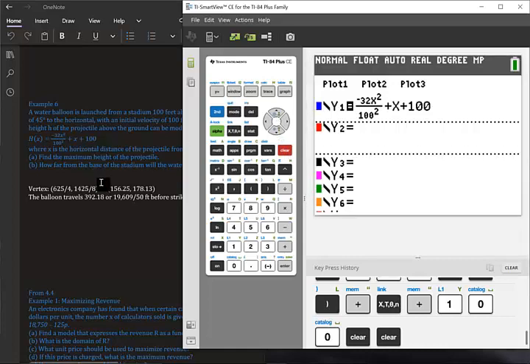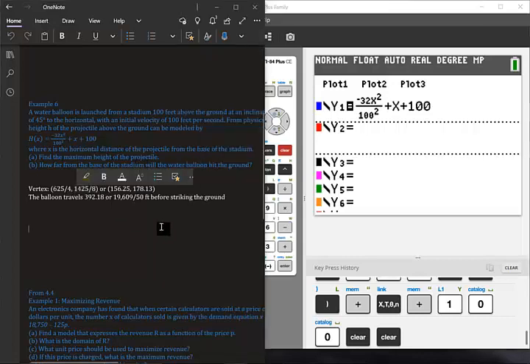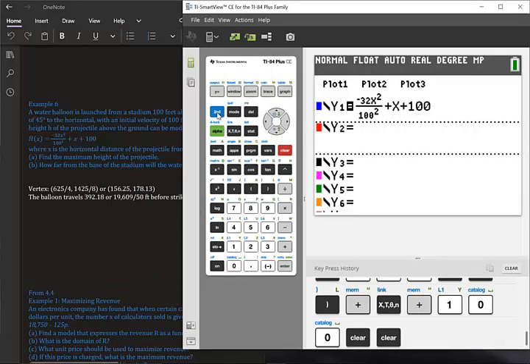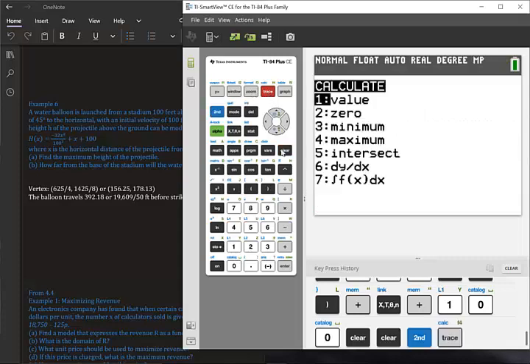Okay, so now that we have that, let's go ahead and find the maximum height of the projectile. So we knew that was just to find the y of the vertex. So let's do that. So press second trace. Since this is negative, we're going to have a maximum. So press number 4.